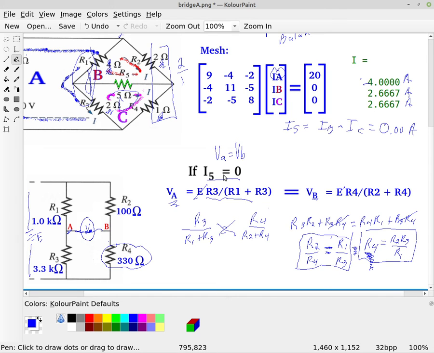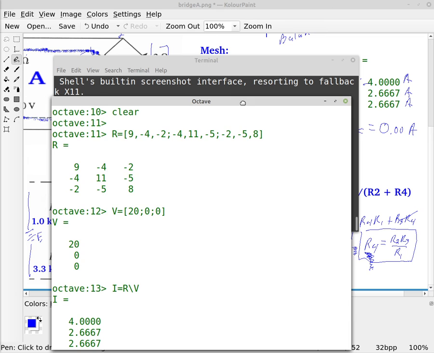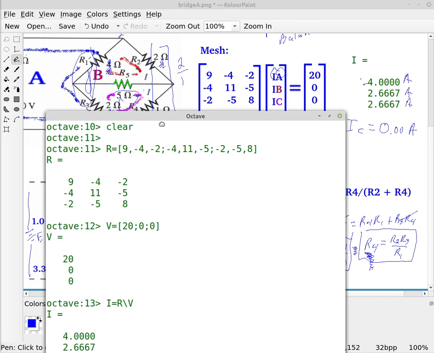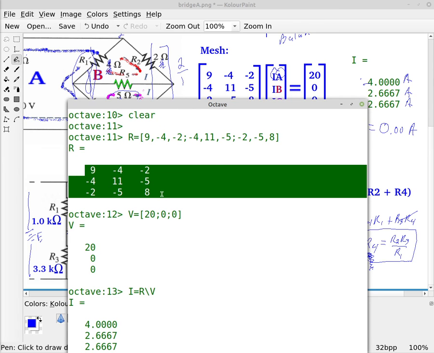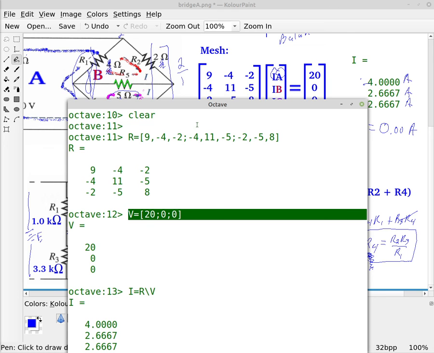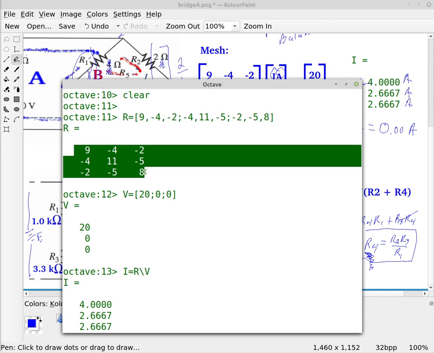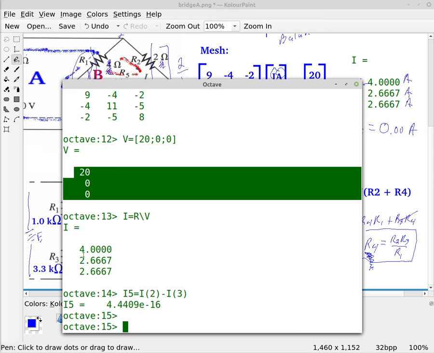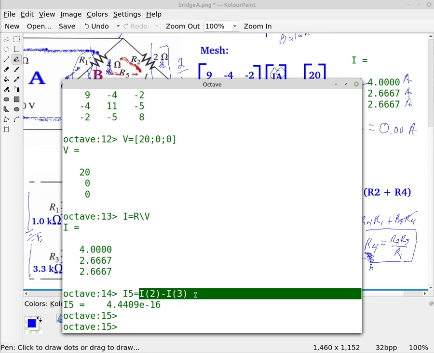All right, so let's just take a look at this. Here I have the code for this top one that we just solved up here. All right, so you can see here's my R matrix, and here's my V matrix for it, and then I solved this, so I determined my current I is equal to R backslash V. This is in the Octave software. And so I build up the R matrix, I build up the V vector, and then I can determine I, and then we can determine I5, which is I2 minus I3, which, as I said over here, was of course 0.